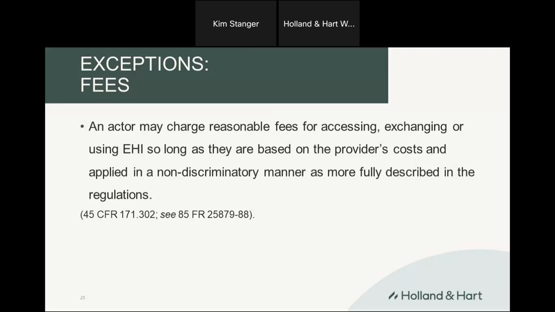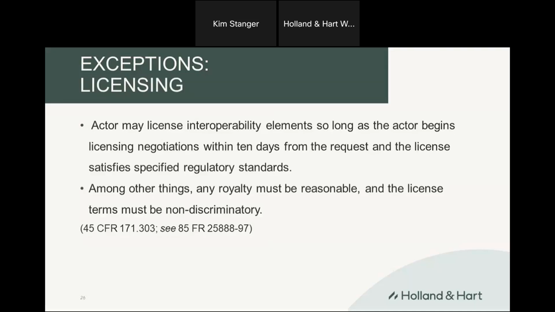So before you're going to charge fees, you're going to want to crack open the regulations, take a look at this particular exception, make sure that the amount of fees that you are charging satisfies this particular exception. Finally, there's an exception for licensing.